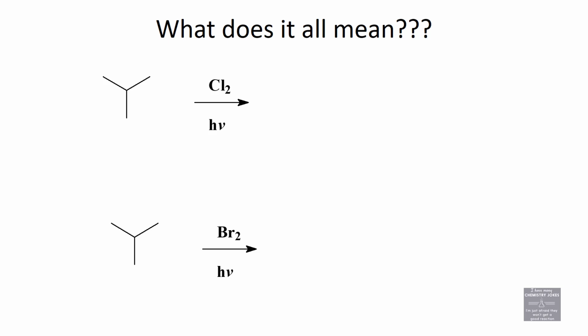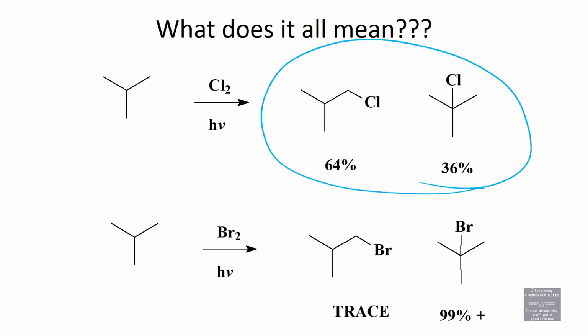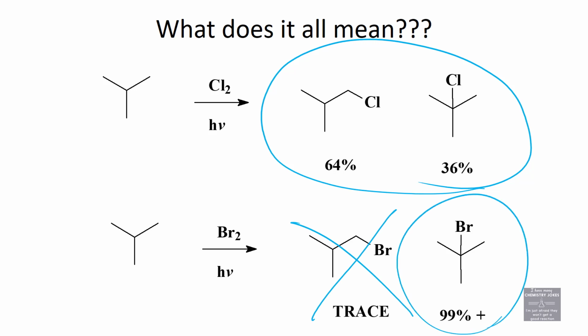Here's what does it all mean? How should I predict products? Chlorination, you should predict both of those products as products. Bromination, you should predict only this product as the product. We're going to talk about the percentages. Chlorination would give you substitution at the primary and the tertiary in that example. Bromination should only give you substitution at the tertiary, only at the most stable.